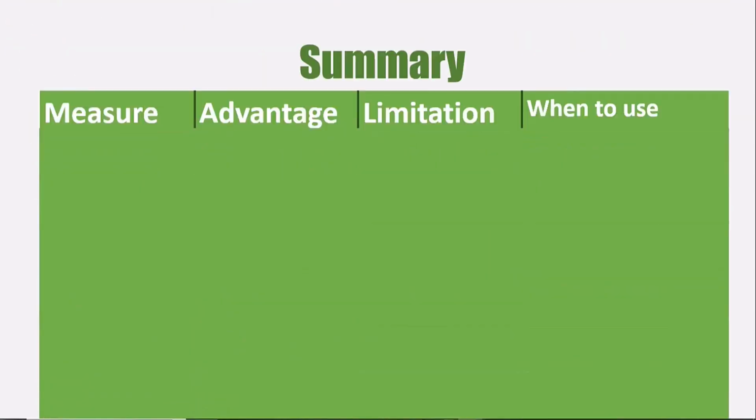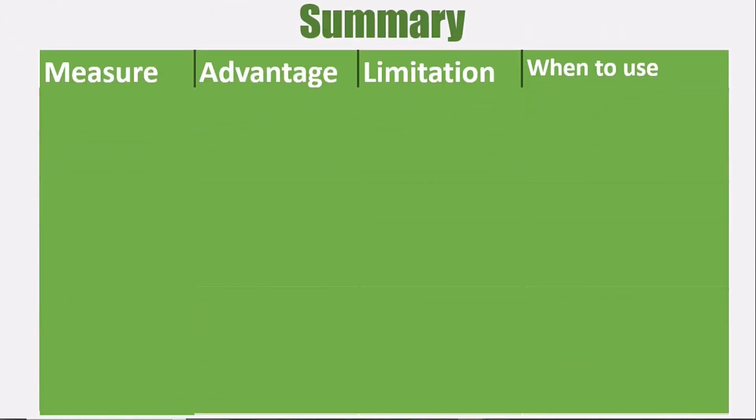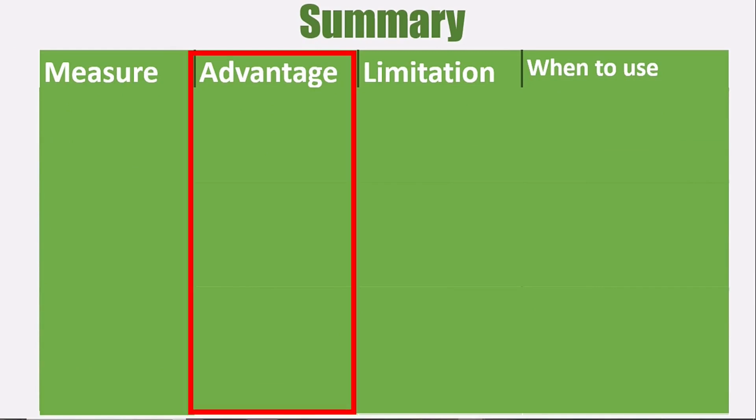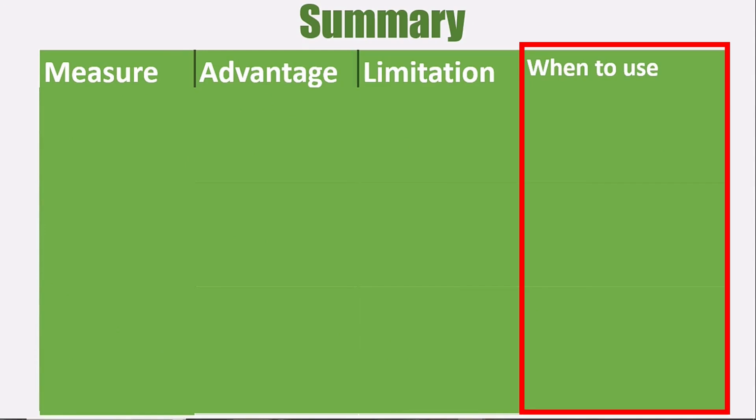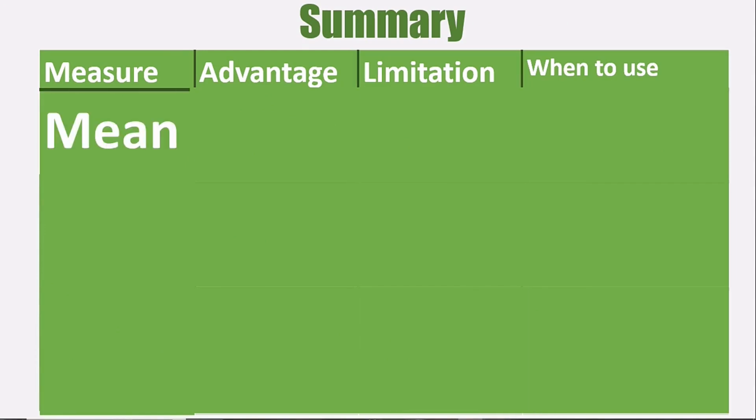Now let's get to this important summary. Now we are going to see the summary of those measures of central tendency. We shall see the advantage of each, the limitation of each, and which one you should actually use in which situation. Now let's start with the mean.